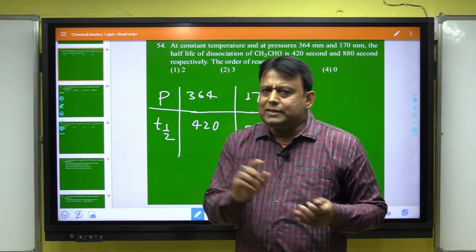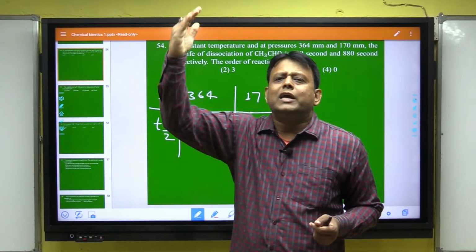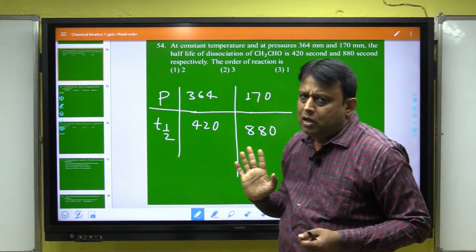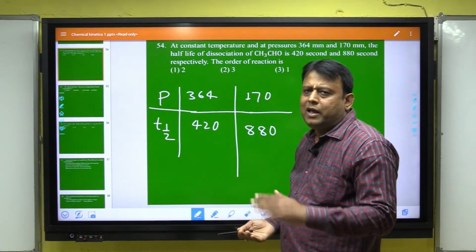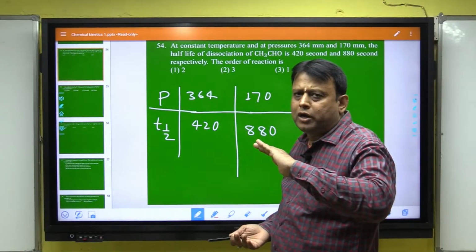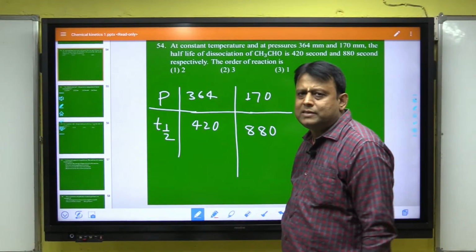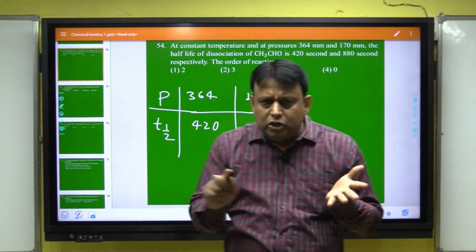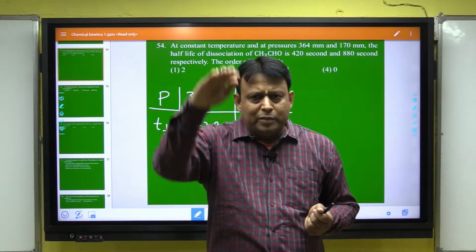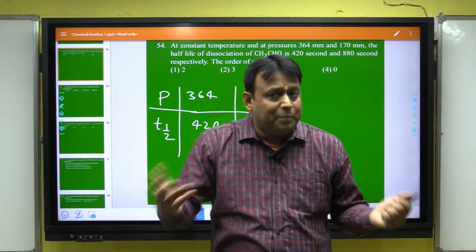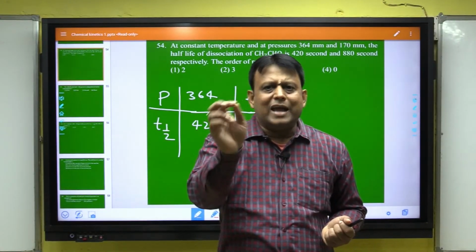Possibility. Listen, zero order never, because in zero order, when concentration increases, half-life increases. But here when concentration decreases, half-life increases, an inverse relation, and hence zero order never. Never first order either, because in first order half life is always constant. Then there are two options, second and third.